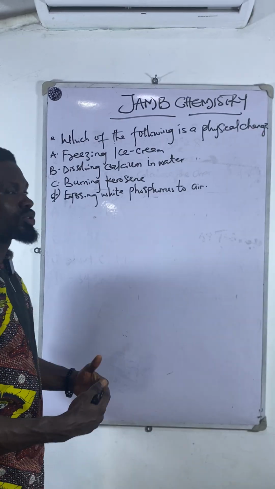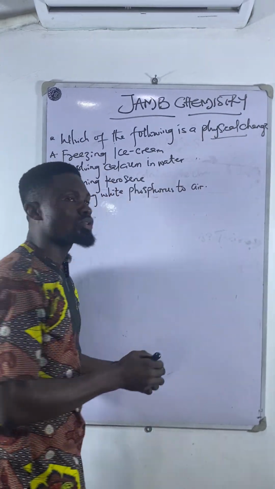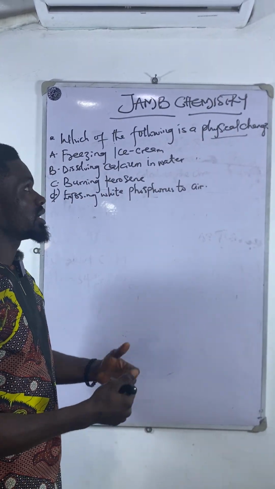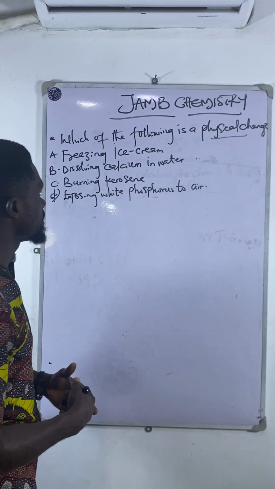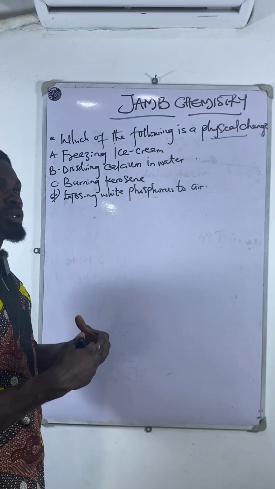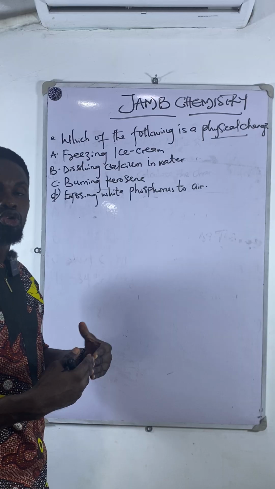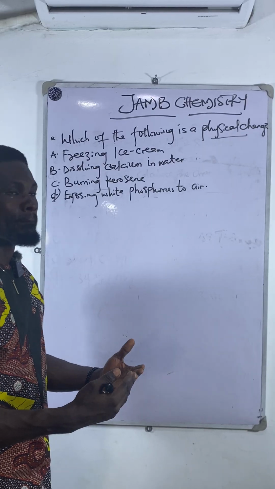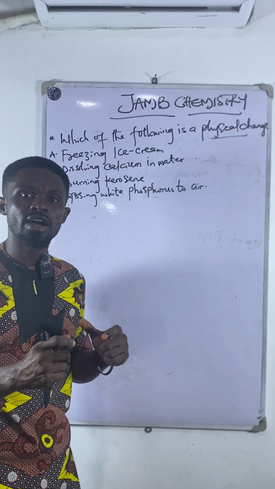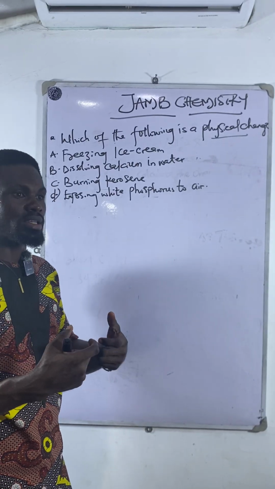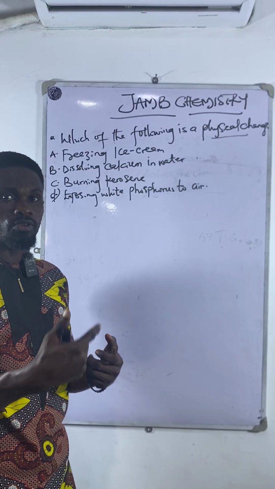Before we answer this question, you are meant to understand the meaning of physical change. Physical change is a change that is related to physical properties. These are changes in which no new substance is formed, and they are easily reversible. Whenever they happen, the substance in question just changes its form from one form to another.